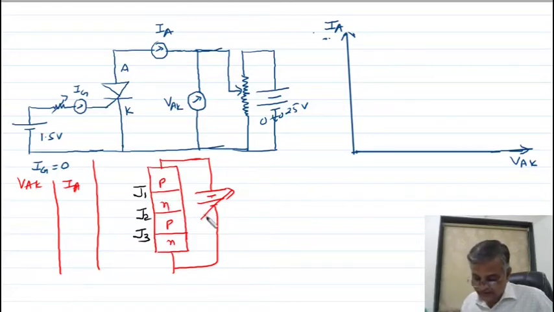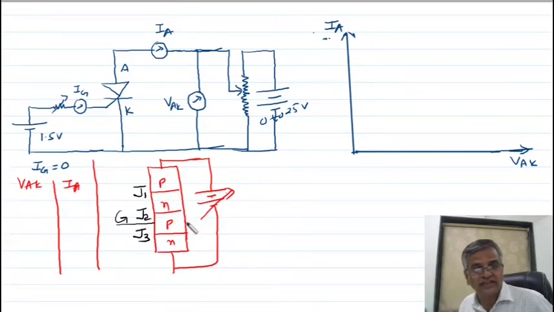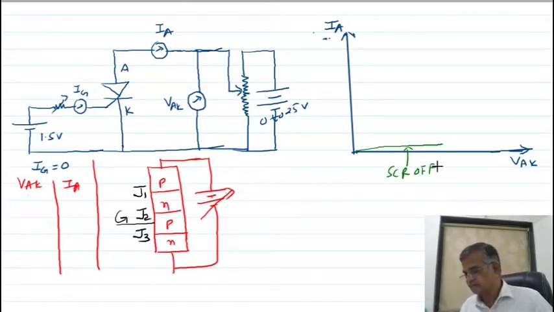Now, when I increase this voltage, the voltage across junction J2 increases. So it is in reverse bias, so current is not flowing, only leakage current is flowing. So leakage current I am showing you like this. This is a leakage current flowing. Means the SCR is in off condition. SCR which condition? Off condition. It is in off state.